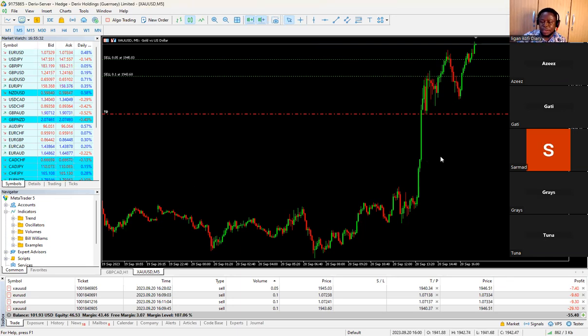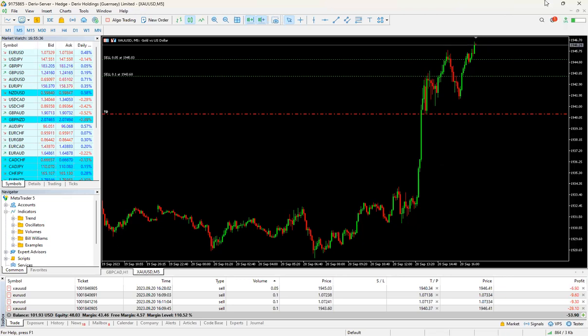So this is a live account. I've taken a sell on gold at the moment. If you have some money in your account, you can take a sell on gold at the moment. This is on the 5-minute time frame. Gold is actually making big highs, but we are looking for a sell at this very moment.